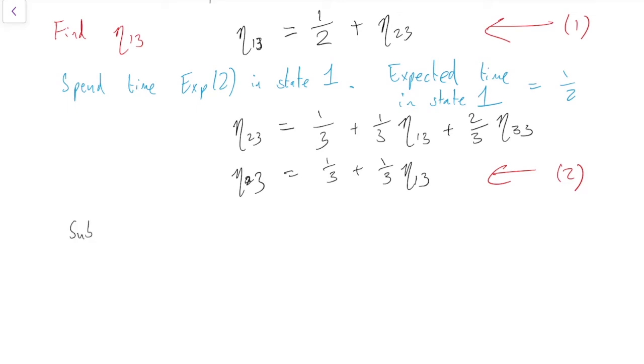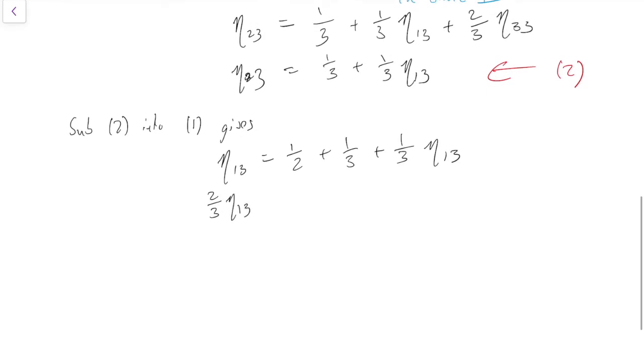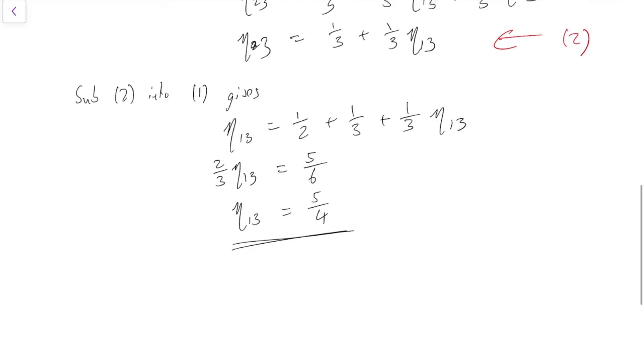So subbing 2 into 1 gives eta 1, 3 equals a half plus 1/3 plus 1/3 eta 1, 3. So that comes out to 2/3 eta 1, 3, taking that eta 1, 3 over to the left. A half plus 1/3 is 5/6, times by 3 over 2, that will give me 15 over 12, or 5/4. So we'll get 5 over 4 for the answer. The expected amount of time to get from 1 to 3 is 5/4.